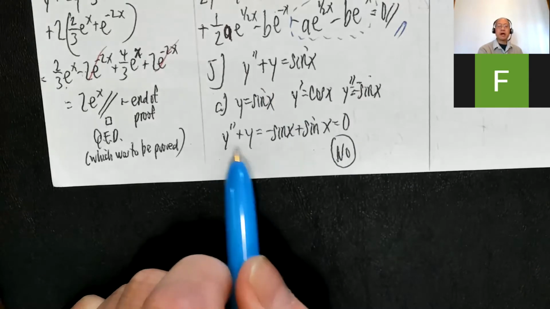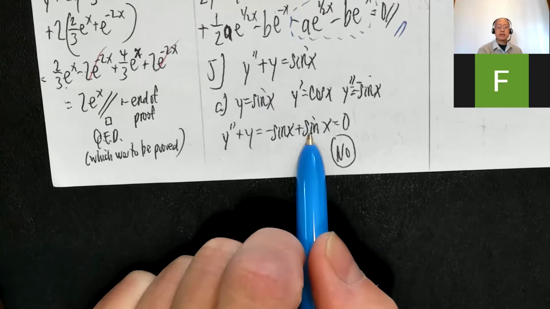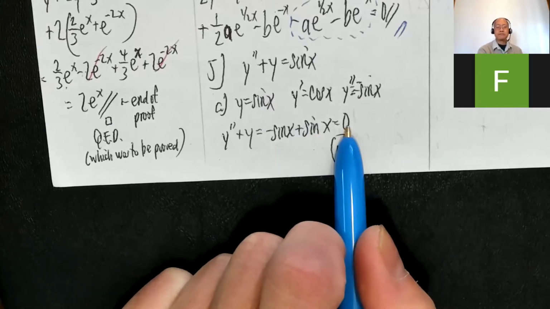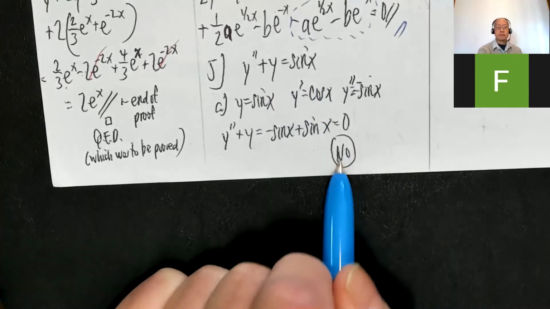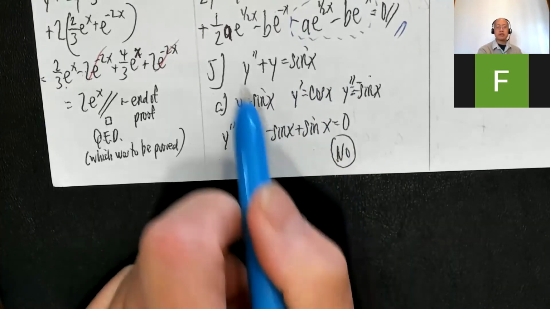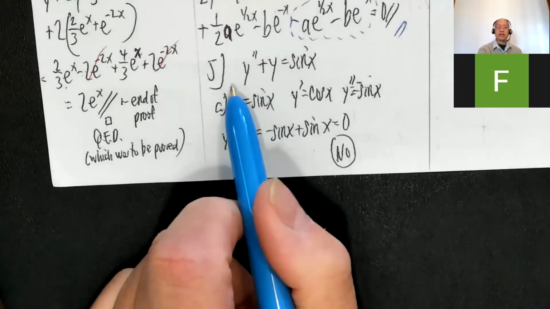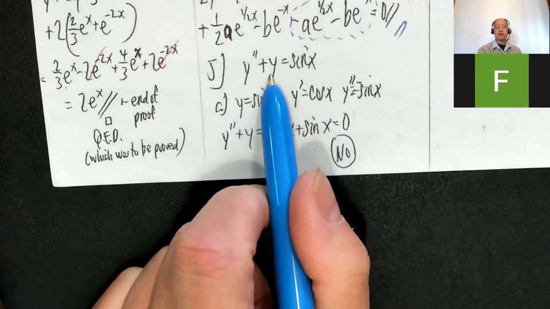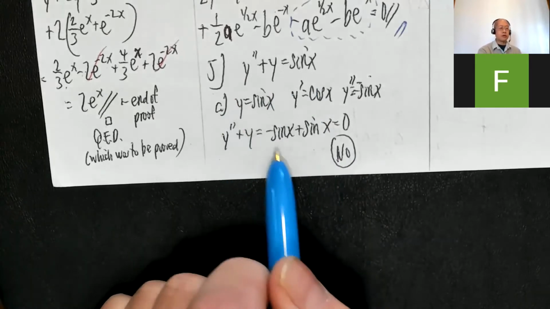Okay, so what's y double prime plus y? It's negative sine x plus sine x. Well, that comes out to be 0. And is that equal to sine x? No, it isn't. So sine of x, as plausible as it might seem, does not satisfy this differential equation. I found a second derivative. I added to the original. I did not get sine x. I ended up with 0. So A is a no.